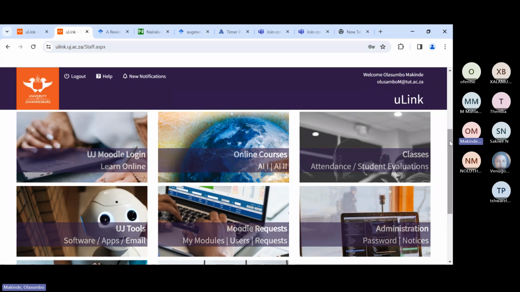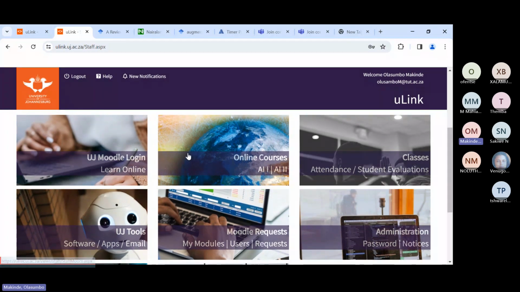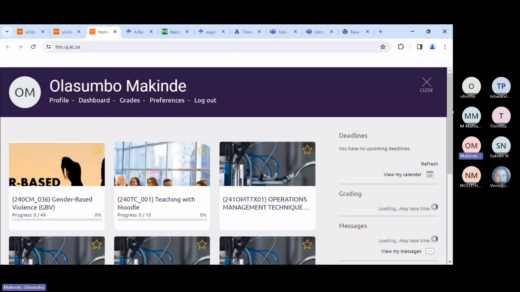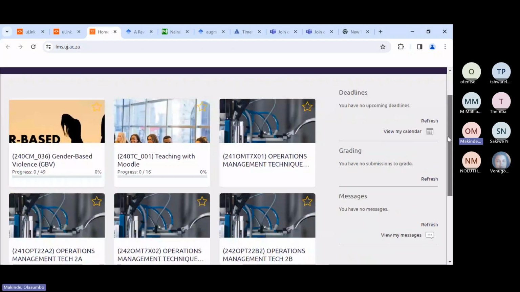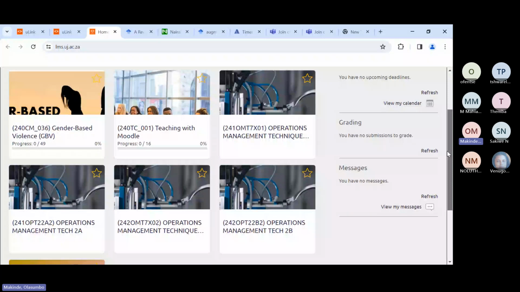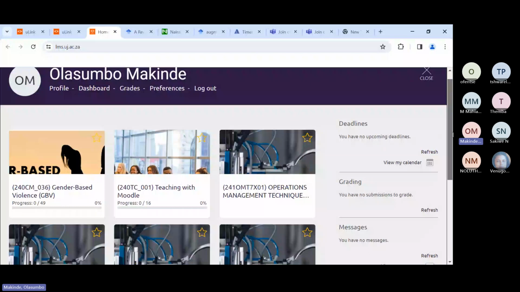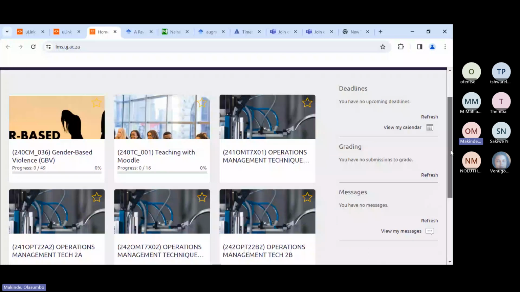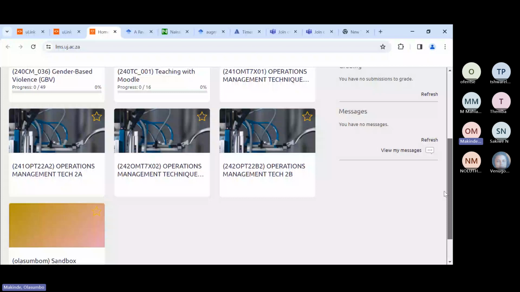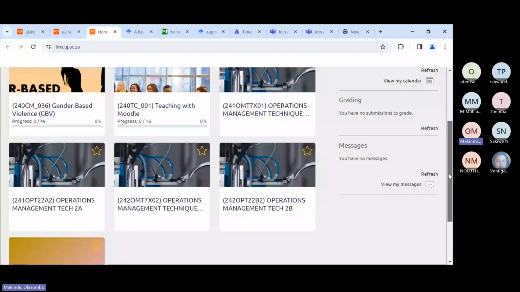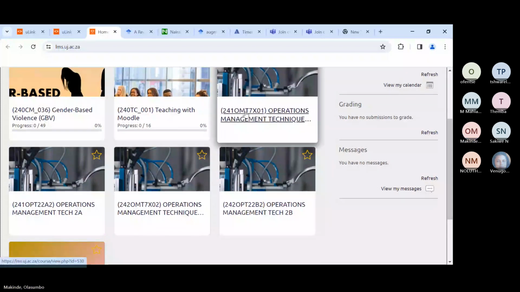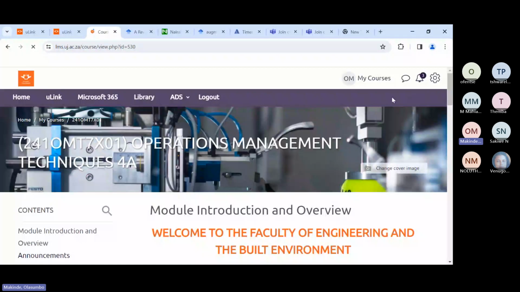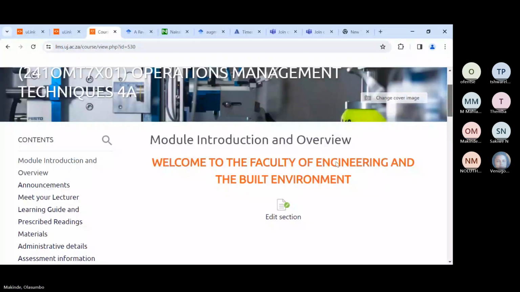So I think we'll go in and try to go to the UJ module and log in. You can just click that. I'm not sure whether it's taking me to another page. I hope you are seeing the new page it's taking me to. Please just confirm. If you are not seeing it, let me know, because it's open on another page for me. Then you go to your module. Don't forget your module will be appearing, which is OMT7X01. Then you can go in there. So I've opened mine.